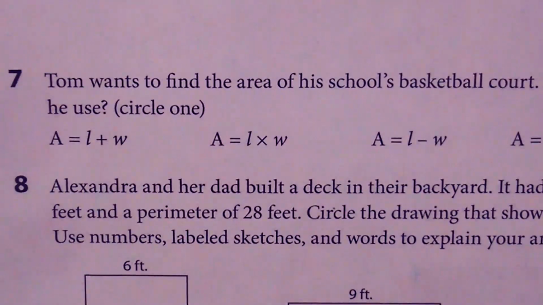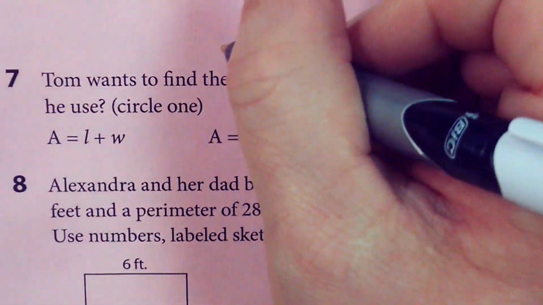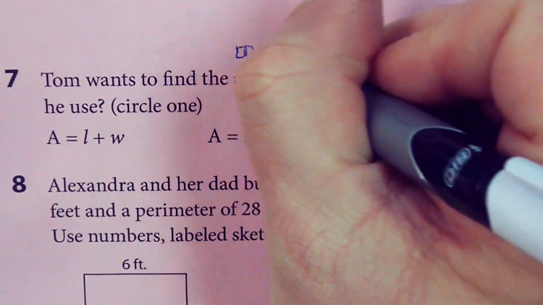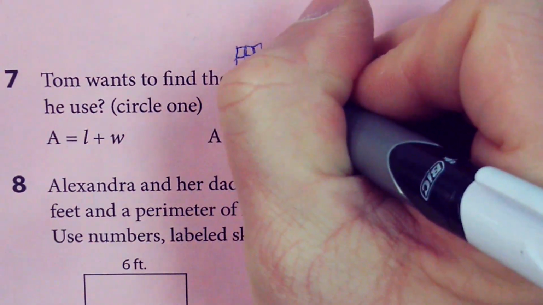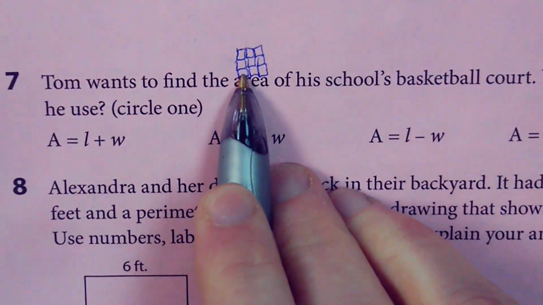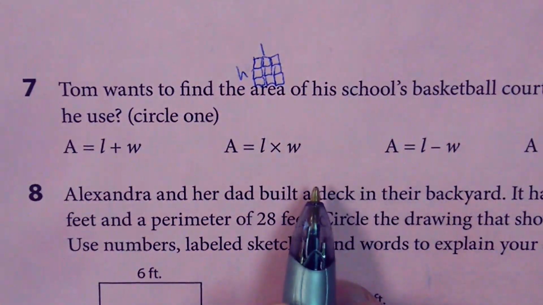Tom wants to find the area of his school's basketball court. Which formula should he use? Area. I'm thinking covering something in squares, right? That's how I find area. So in my brain, whenever I see area, I think covering it in squares, and I'm going to take the height times the length. Okay?